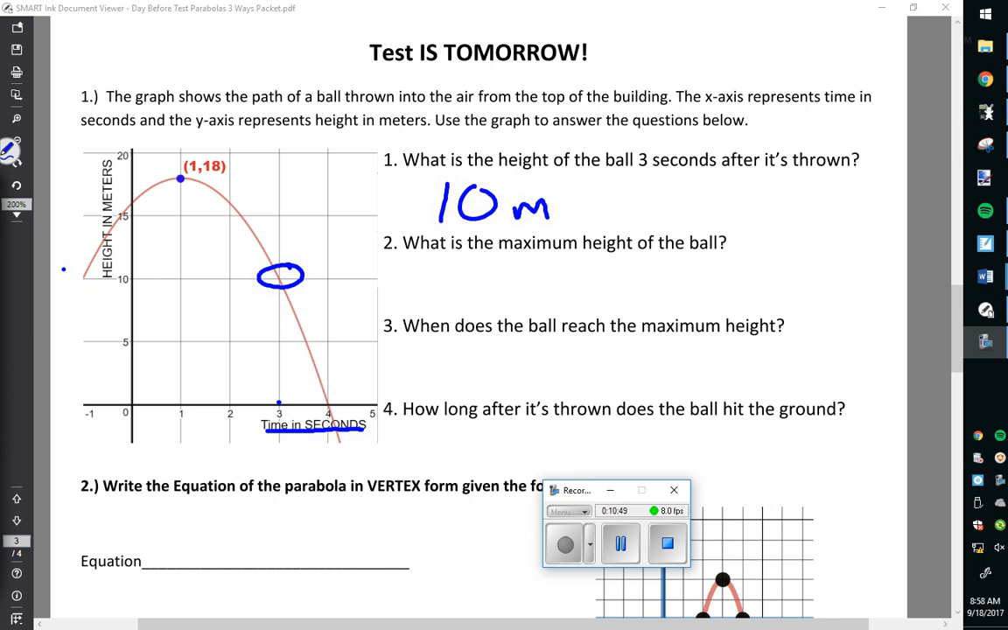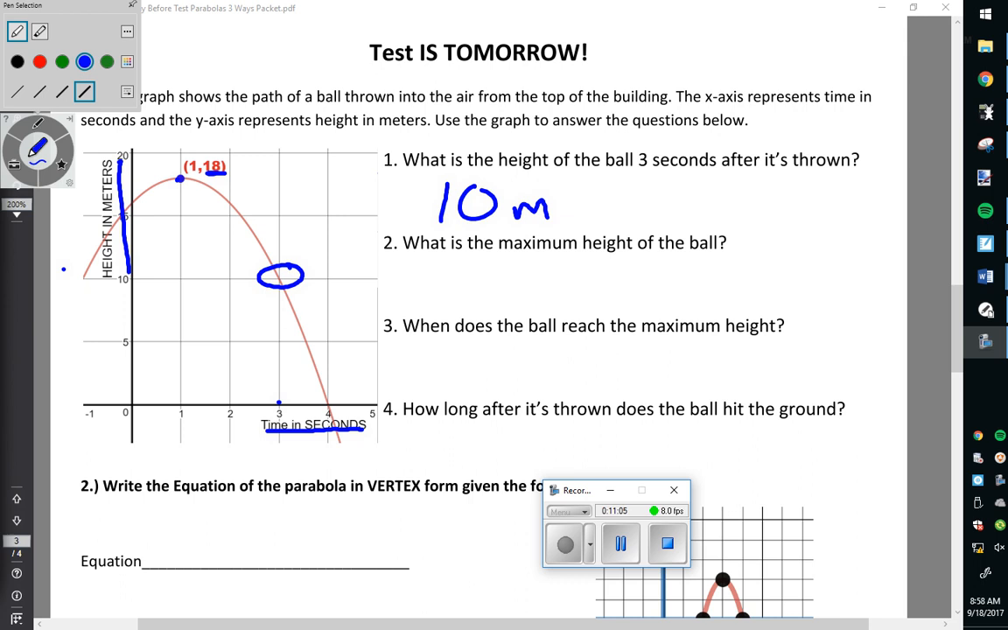Sergio, what did you say for that one? 18 meters. Good. He's looking at the highest place right here, and the question was what? If you remember, when we get a question like what, normally what refers to the y value, and that's what it's doing here. The what value means what is the height. The height is your y, and so he said the height was 18 meters.